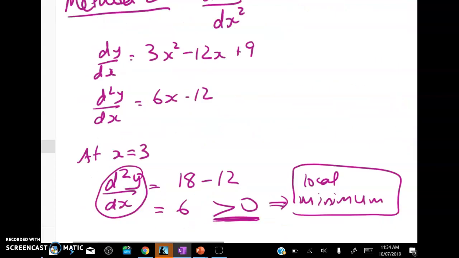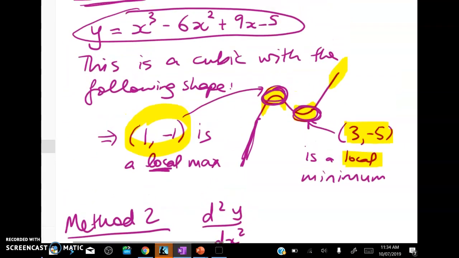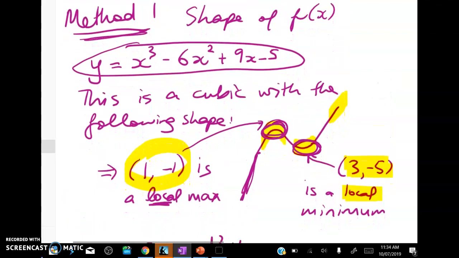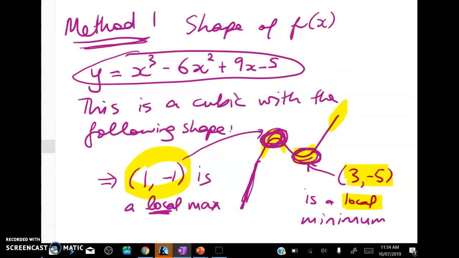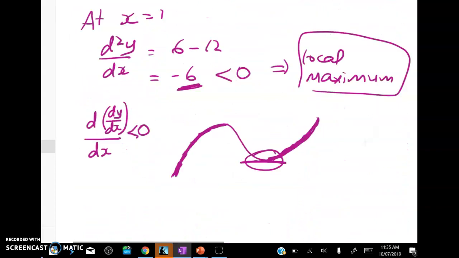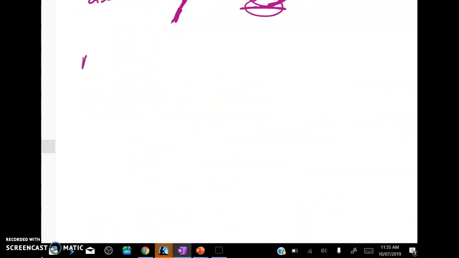Okay, so that's the second method. So we've got two methods now. The first one was using the shape of the fact that it's a cubic to say that this must be a max and this is a min. The second is the second derivative test. Most students in my classes tend to like that one the best by the time they get around to the November exams, but it's a bit strange to start with. And the third method is good, but it's a little bit clunky and it's a wee bit more work.